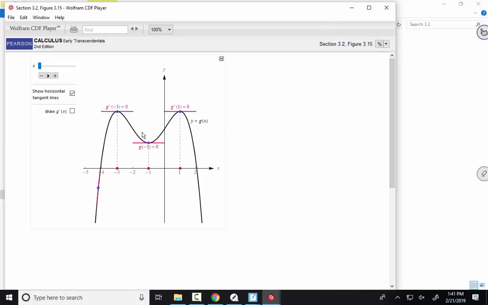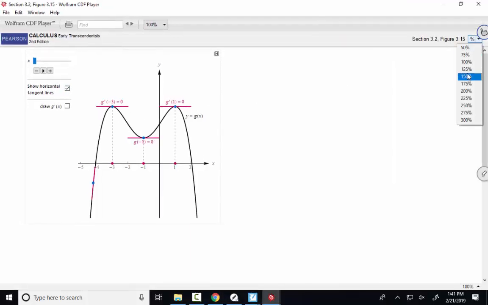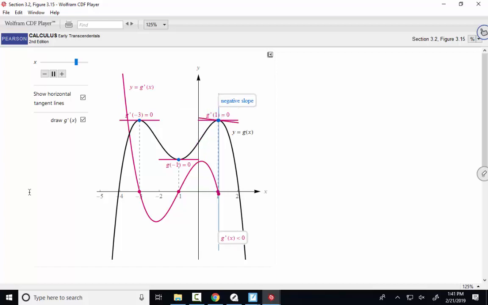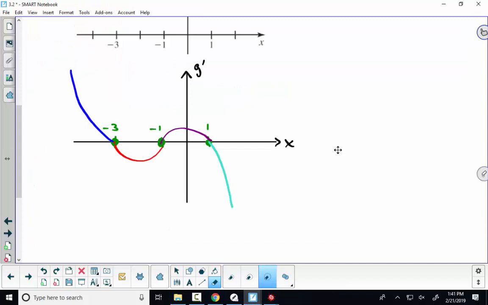So there's our horizontal tangents, where the derivative is 0. And then we'll have it draw the derivative as we progress along. So the derivative's back at 0. Slope's increasing a little bit. They have to decrease back to 0 again. And then they keep decreasing. So there's our derivative. I hope that helps a little.